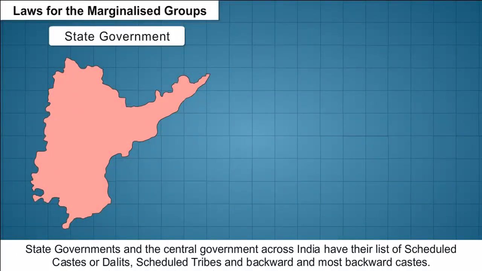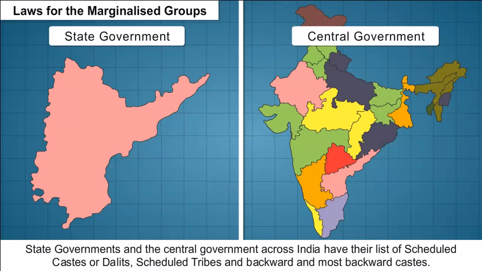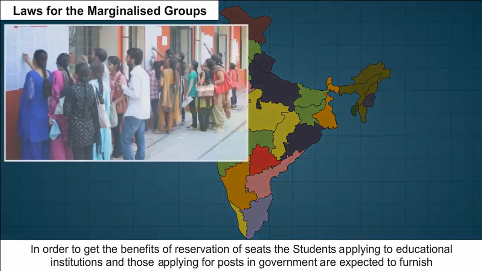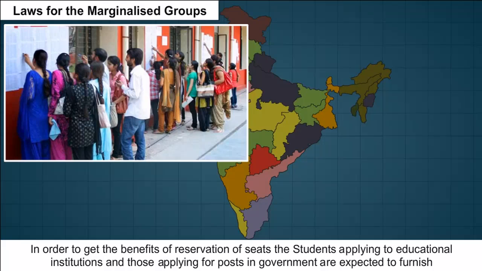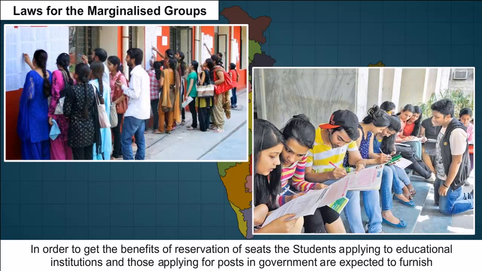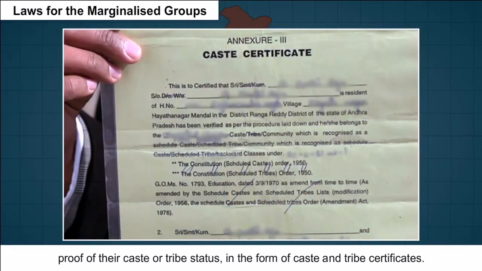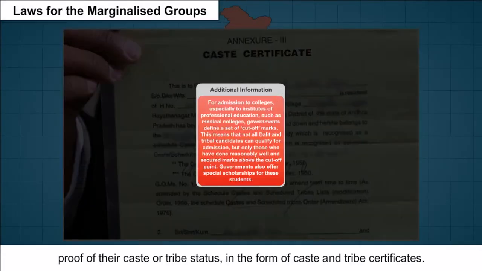State governments and the central government across India have their list of scheduled castes or Dalits, scheduled tribes, and backward and most backward castes. In order to get the benefits of reservation of seats, the students applying to educational institutions and those applying for posts in government are expected to furnish proof of their caste or tribe status in the form of caste and tribe certificates.